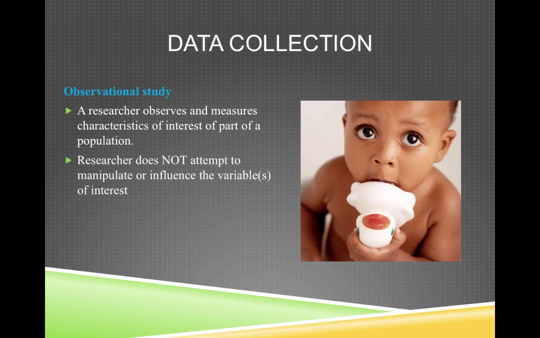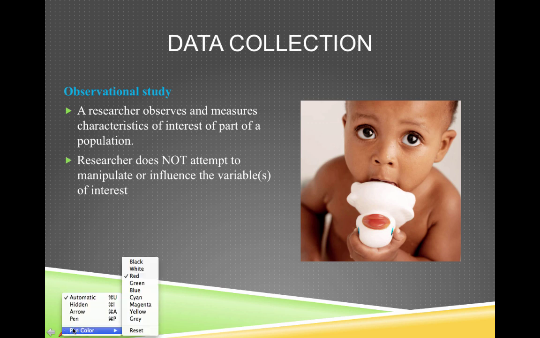All right, so let's talk about different ways we can collect data. First, there's an observational study. Okay, so this is when a researcher observes and measures characteristics of interest that are a part of a population. All right, the researcher does not, and let me grab my pen here so you guys make sure you read this word, the researcher does not attempt to manipulate or influence the variables of interest.